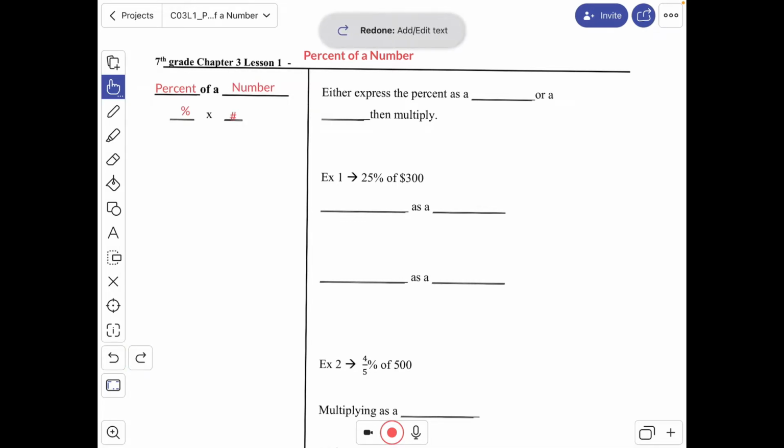And number, it looks like a hashtag, but it's a number sign. So percent of a number means percent times some number. To do this, you either express the percent as a decimal or as a fraction, then multiply.